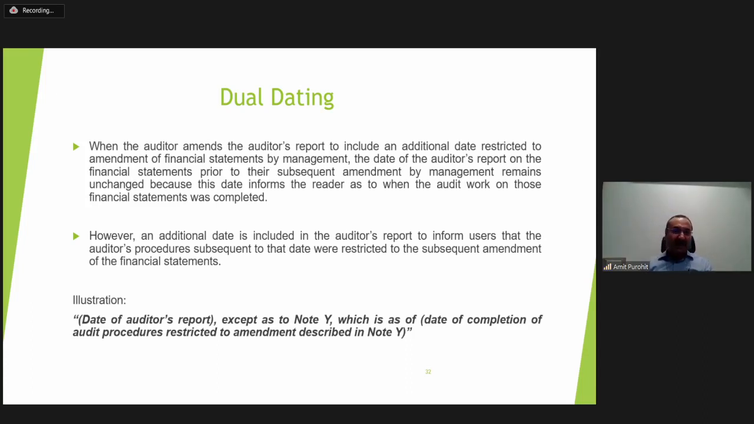However, an additional date will be included in the auditor's report to inform the users that the auditor's procedures subsequent to that date are only and only restricted to the subsequent amendment of the financial statements. Now, this illustration of dual dating can be like this: date of the report, in brackets the original date will come, except as to note number so and so, which is as of the subsequent date. So this is known as dual dating.